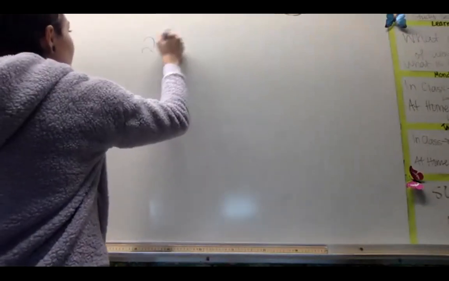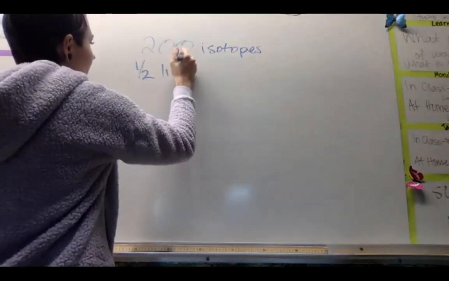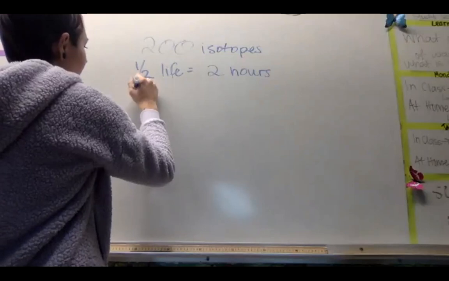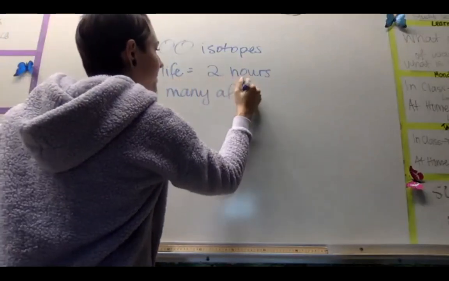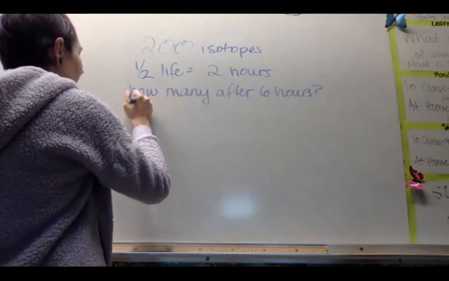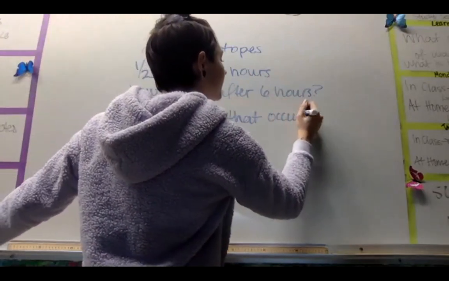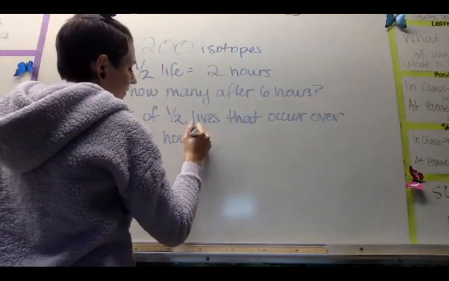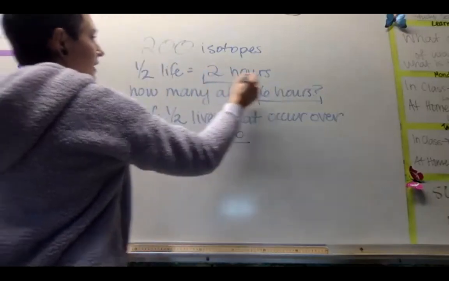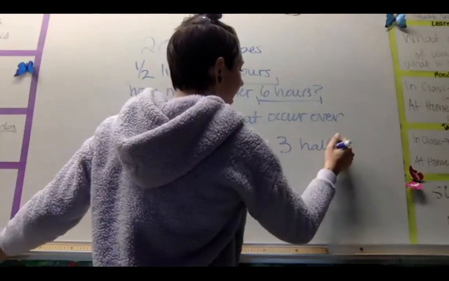If I have 200 isotopes of chemical X, and it has a half-life of 2 hours, how many isotopes do I have after 6 hours? Remember, first I want to find the number of half-lives that occur over 6 hours. To do that, I divide the total amount of time, 6, by the time it takes for a half-life to occur, which is 2 hours in this example. So that means I have 3 half-lives.